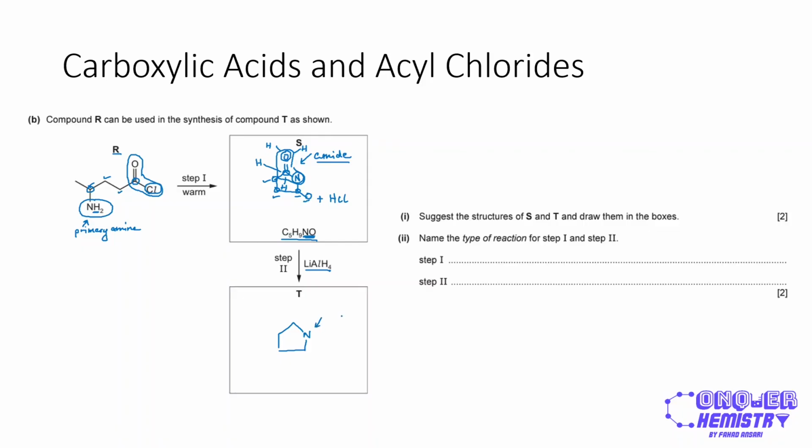Now this over here is basically a secondary amine because the nitrogen atom of the amine is bonded to 2 carbon atoms. So that's your secondary amine, right? Now the type of reaction in step 1 is condensation or addition-elimination, right? And step 2 is a simple reduction of the amide functional group. Right, now let's talk further about these nitrogen-containing compounds, amines, amides, and further amino acids.